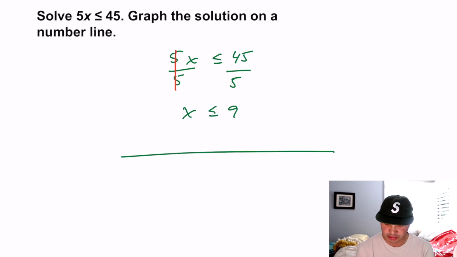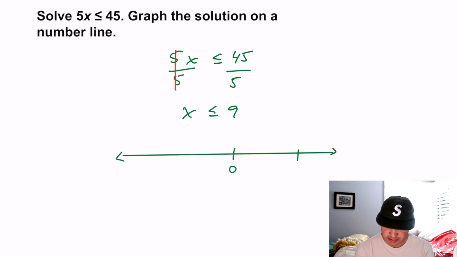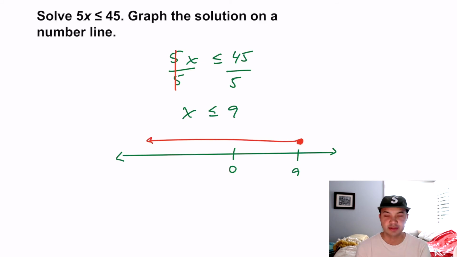So again, you are going to graph it, put the 0 there, put the 9 there, and less than or equal to. So or equal to is a closed circle, less than is going to be to the left.